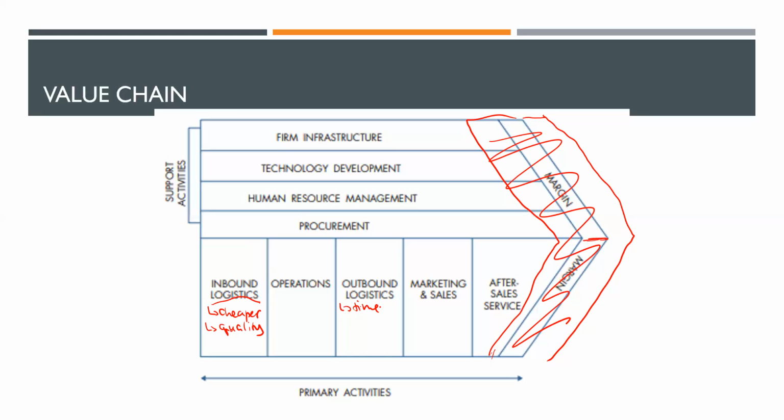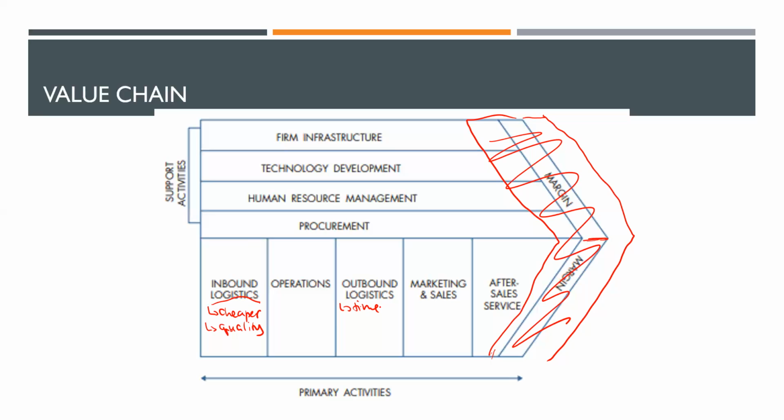Another primary activity is marketing and sales. So marketing and sales is about how we are making our product appealing to customers. Well, for example, we are saying to everybody that our cakes are very healthy, or for example, eating this cake is a new lifestyle. So this is about marketing.